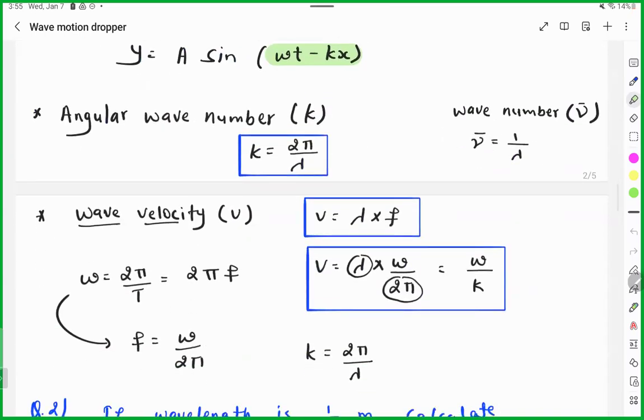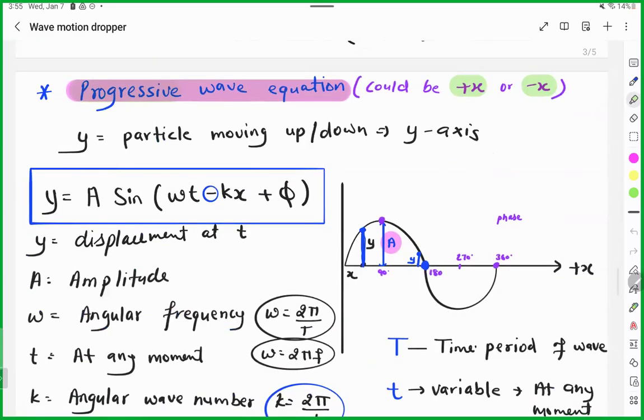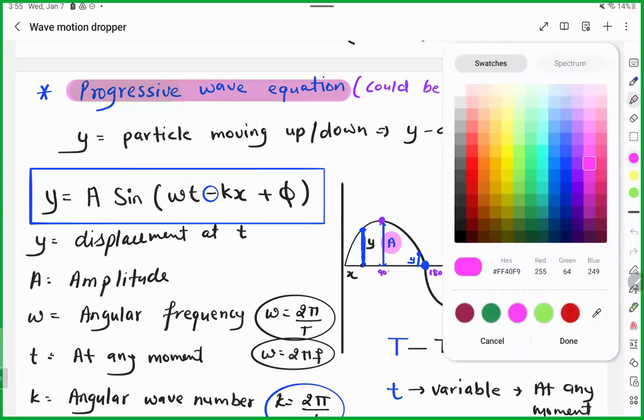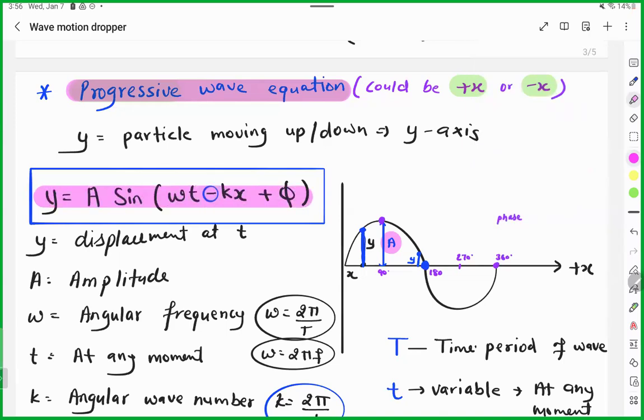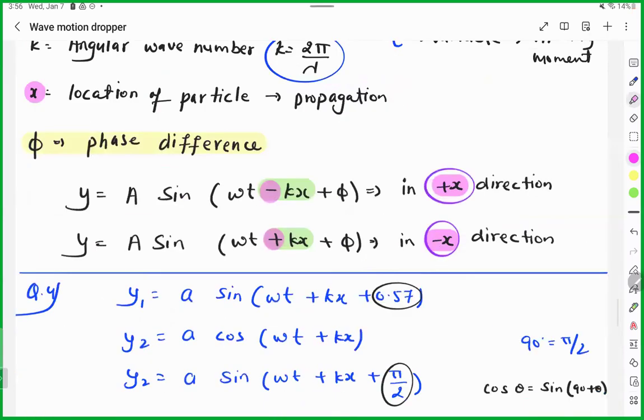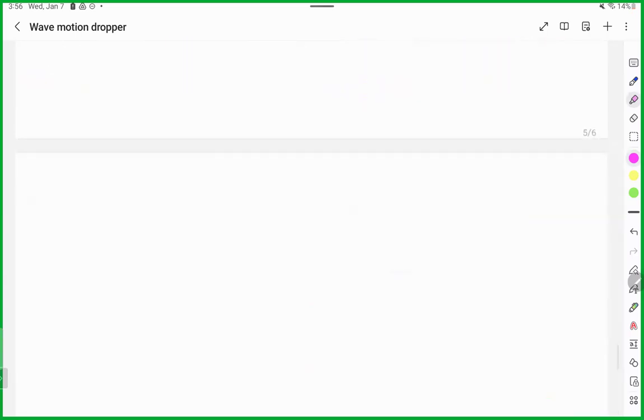You know all this stuff. This progressive wave equation is important. For example, if it is moving in the plus x-axis or minus x-axis, what will be your amplitude? If the sign is minus kx, then it means plus x-axis; plus sign means minus x-axis. I think that's all we did in the last class. Any doubt from the last class?